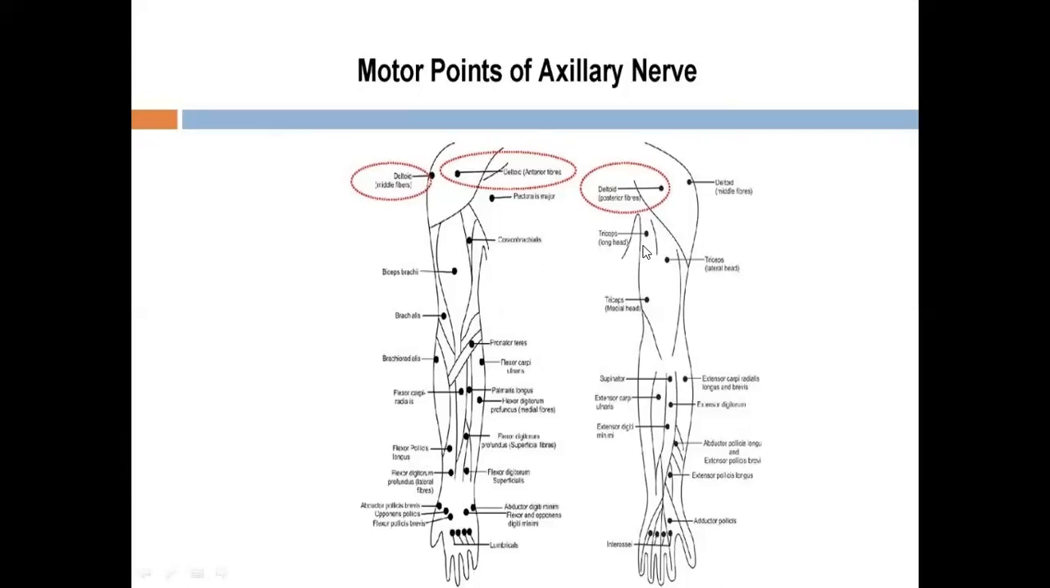And for triceps, it is at the medial head and at the long head. Here's for the lateral head, for the long head. We have for supinator, extensor carpi radialis longus, extensor carpi ulnaris, extensor digiti minimi. We have extensor digitorum and abductor pollicis longus. Then we have adductor pollicis and the interosseous.